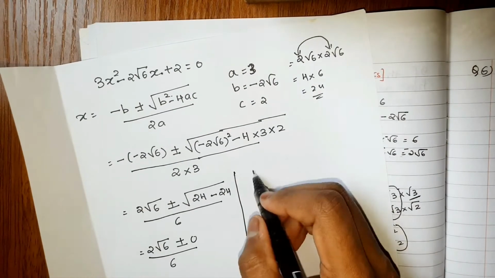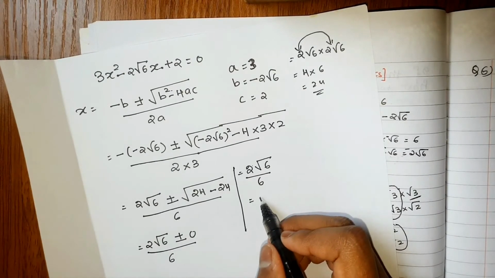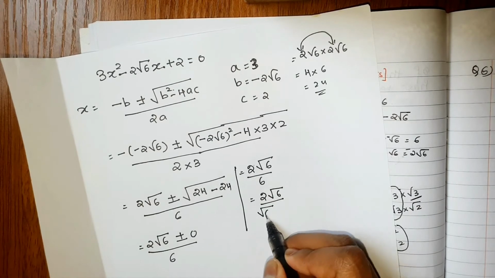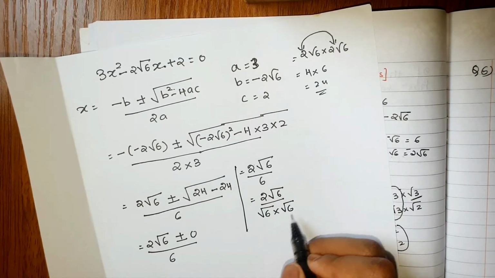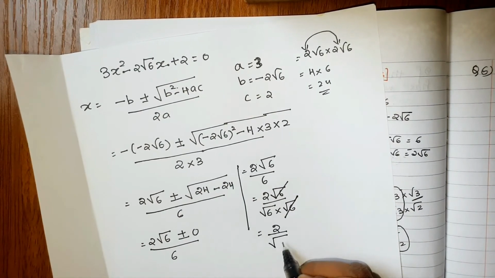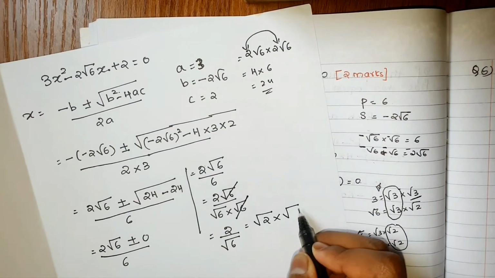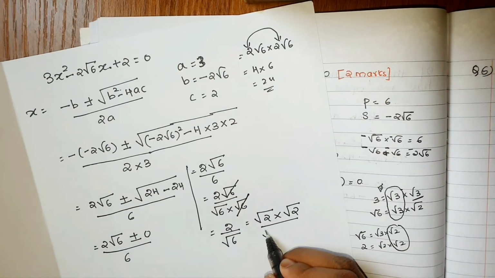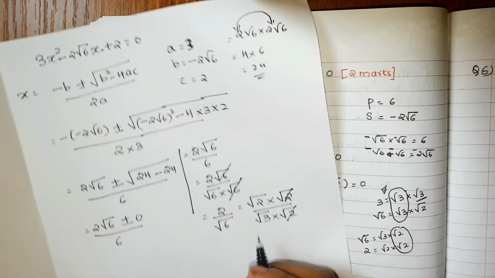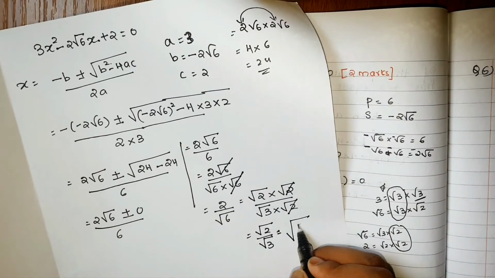So our answer is 2 root 6 by 6. How can we simplify this? I am writing this 6 as root 6 into root 6. So I can cancel root 6 and root 6. What is remaining? 2 by root 6. Then I can write this 2 as root 2 into root 2 and the 6 as root 3 into root 2. So I can cut root 2 and root 2. What is remaining? Root 2 by root 3, or root of 2 by 3.